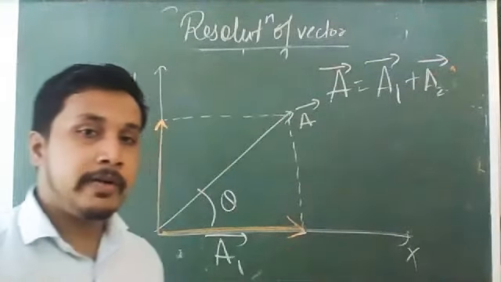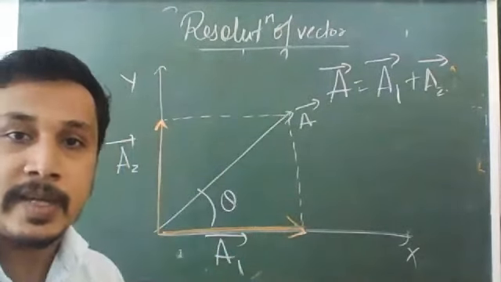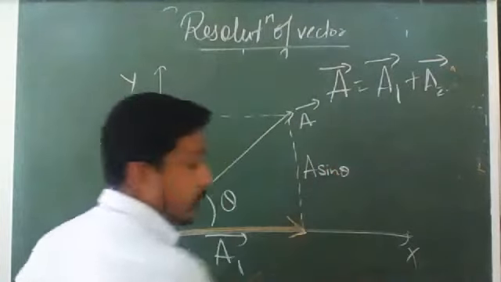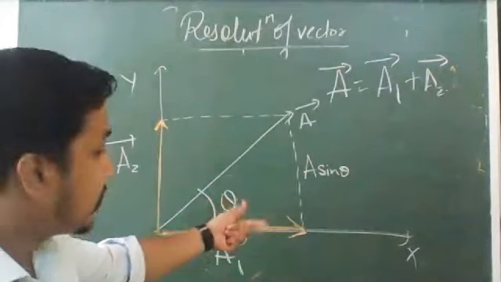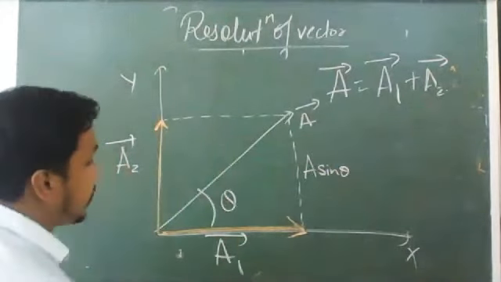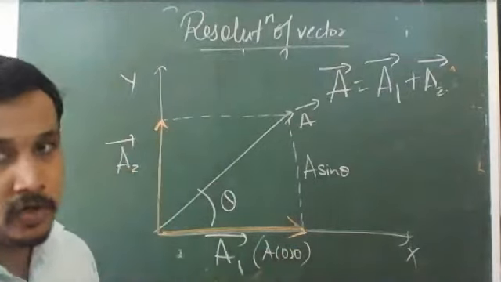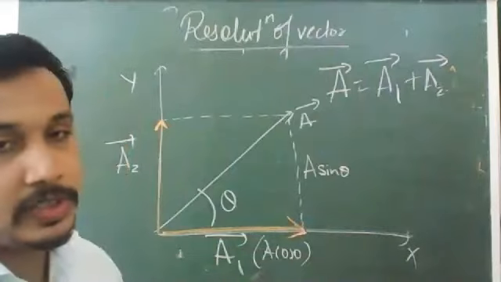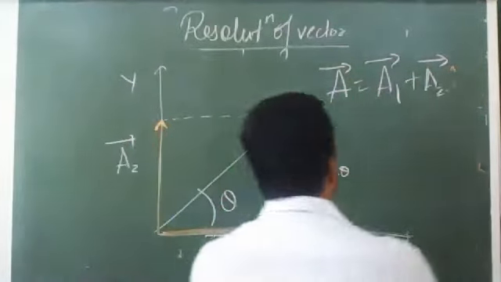Now students, you have already learned that the opposite side of the angle is represented by A sin theta, and the base part of the angle is represented by A cos theta. So in place of A1, I will write A cos theta. In place of A2, I will write A sin theta.